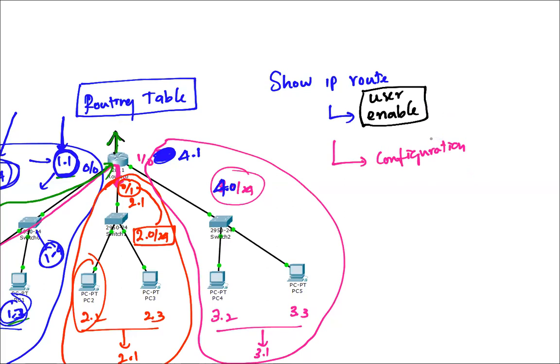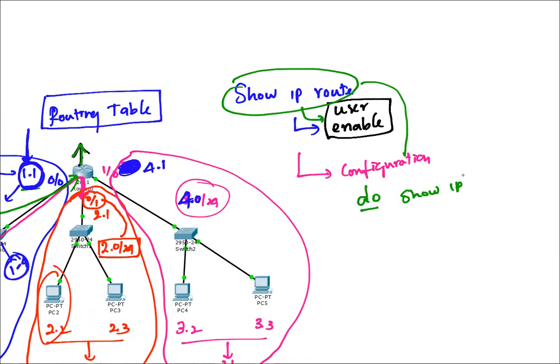Then why is it not working? It will work. Even though this command is designed for user and enable mode, if you want to use it in configuration mode, you can use it with the keyword do. You have to put do and then give show IP route. You got the idea, guys?